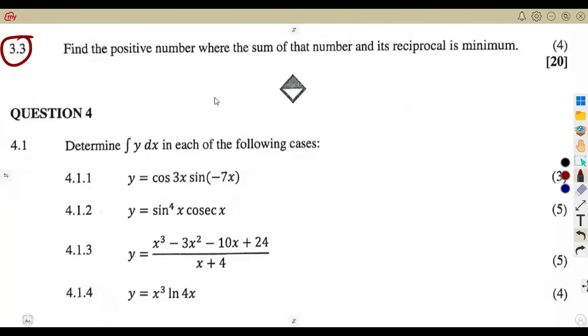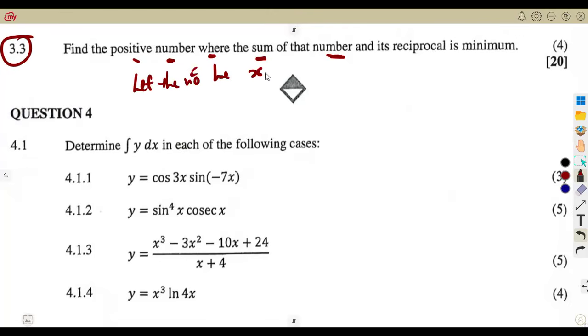Find the positive number. We had a similar question, but I've forgotten the name. I think when I introduced this part of maximum and minimum values, we had a question like this. They're saying find the positive number where the sum of that number, once you're given a certain number, we do not know, so let that number be x.